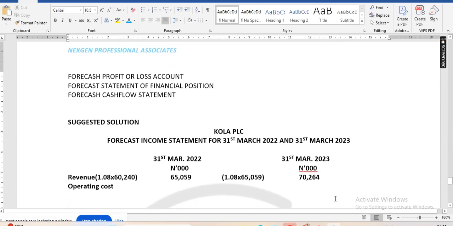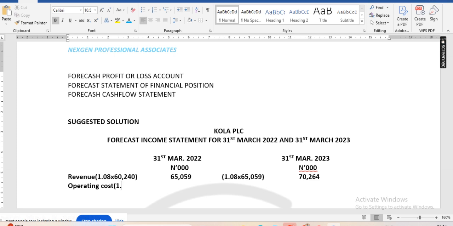So class, operating costs. Quickly, let's increase it by how many percent? By 4%. 1.04 times. What is the operating cost? 49,500. So what do we have here? 51,480. Next, we increase this by the same amount.